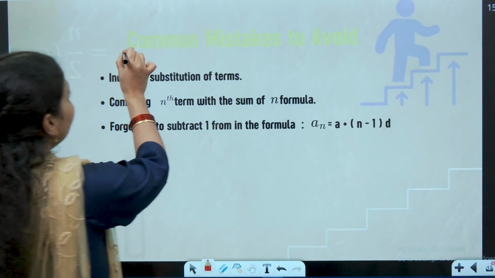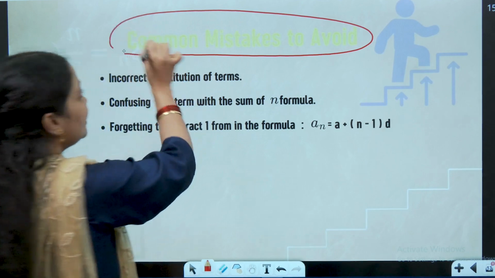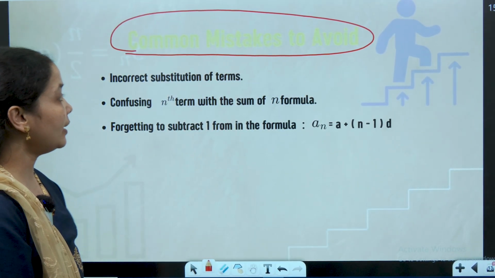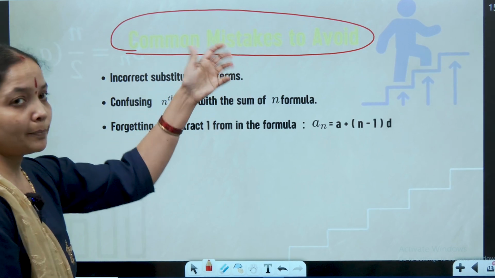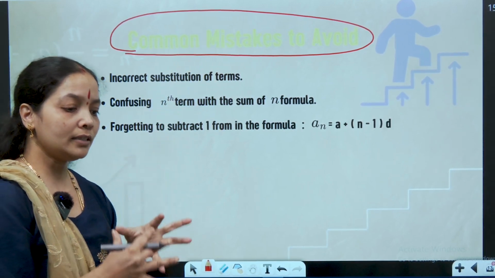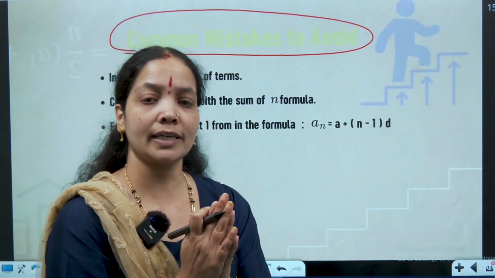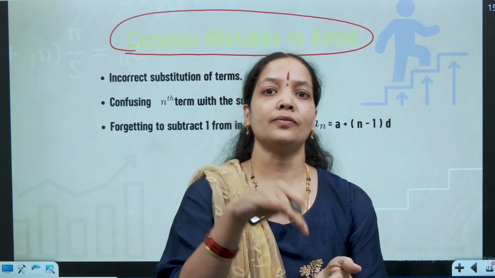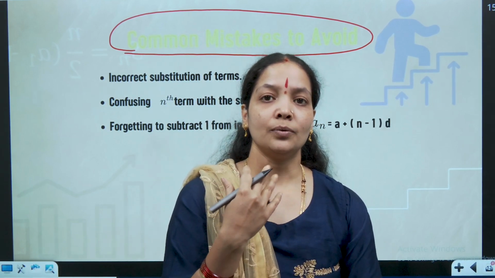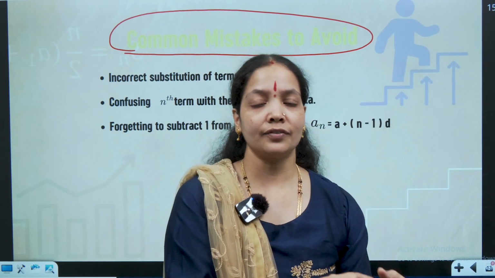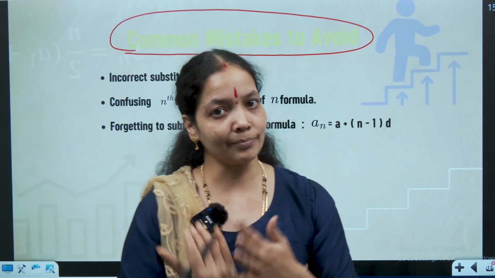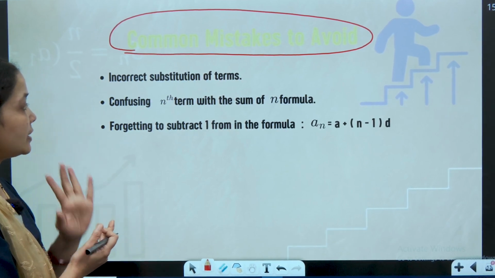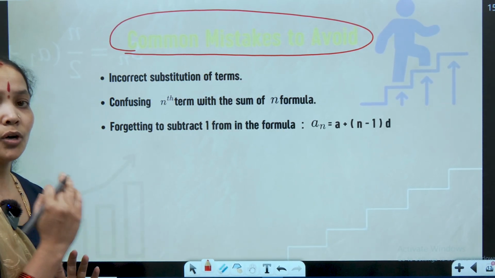The most common mistakes students commit while solving questions related to AP are, first, incorrect substitution of terms. In certain questions, the question is asking you to find the 15th term, but you will find the sum to the 15th term. Or you will substitute A as something different from the scenario and D as something different. So incorrect substitution makes your answers wrong. That is the first thing you have to check and monitor.